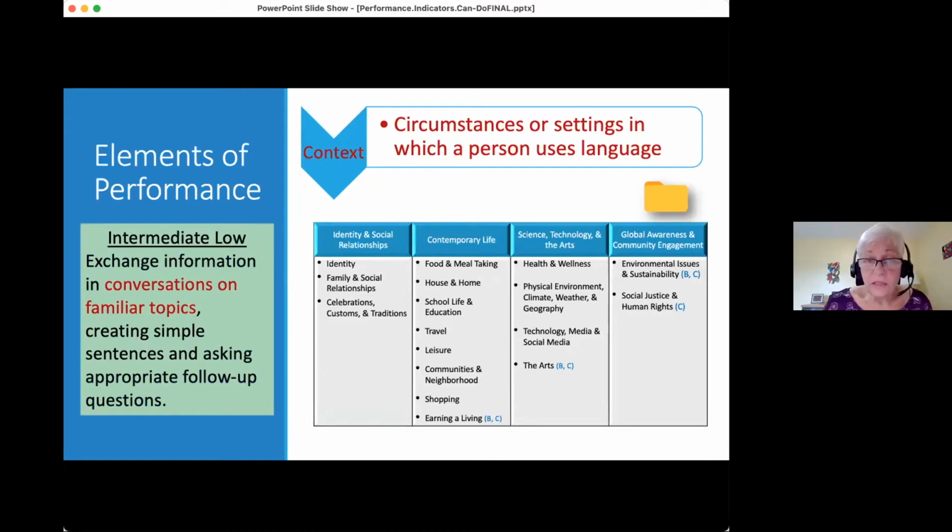Context is the next of the 3 elements of performance in our performance indicators. Again, the circumstances or settings in which a person uses language shows up in our performance indicator at left. Exchange information in conversations on familiar topics. So what are these topics? Well, our themes and topics. The themes and topics that were created by our New York State Standards Revision Committees, and that you have in 4 overarching themes with topics listed below, again, intended to be integrated, not that we have 17 units of instruction. And again, you'll find this in the folder.